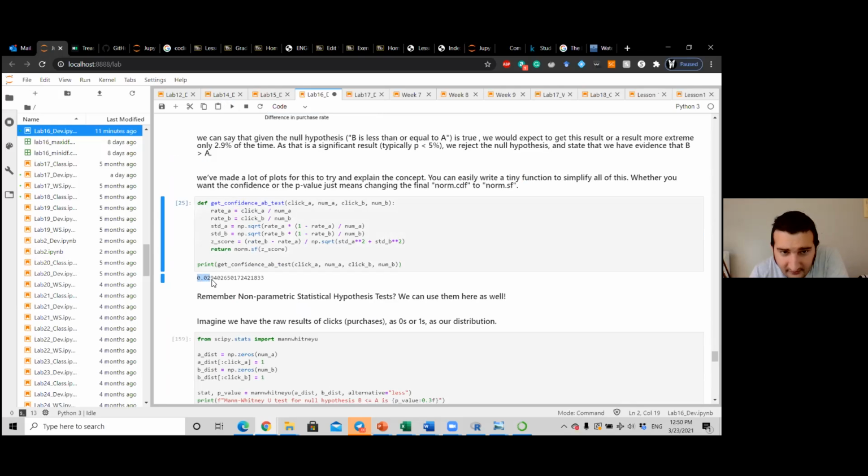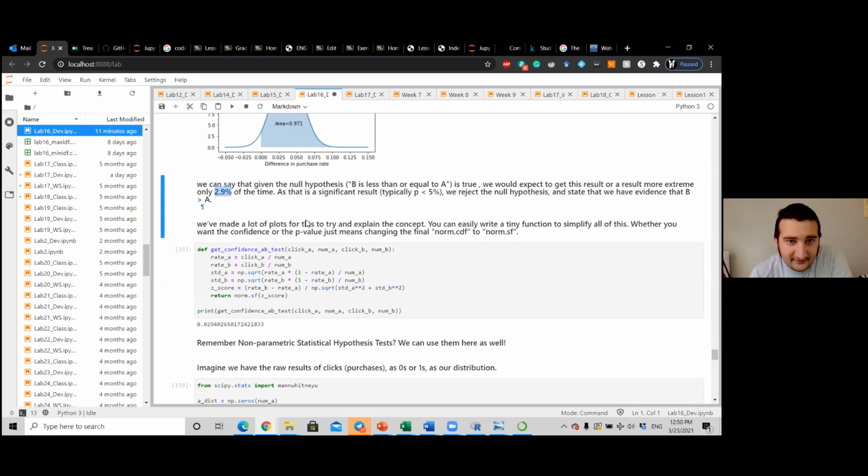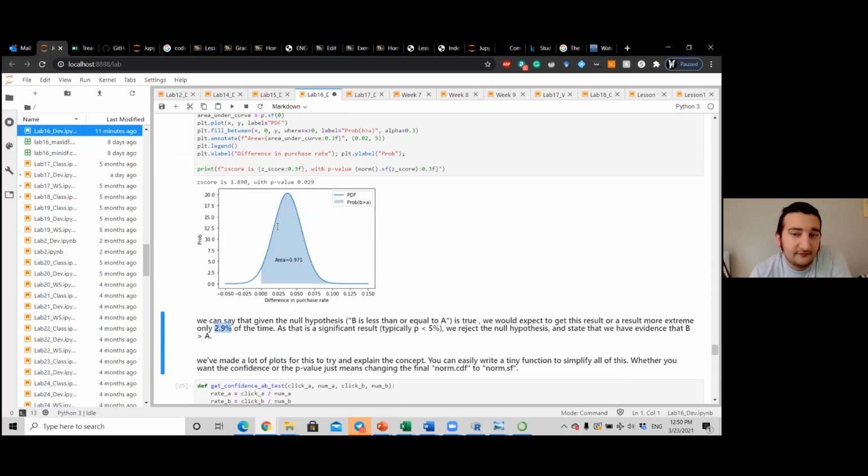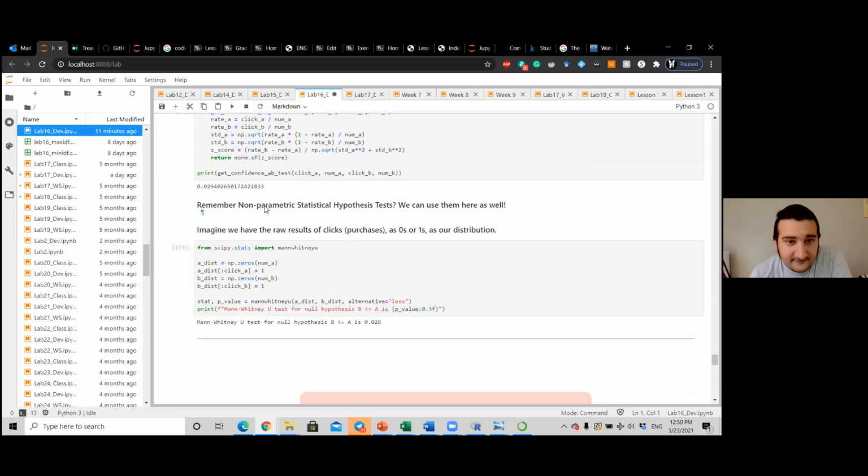So what is this number? Is that the slight increase B has over A? That is the p-value that we calculated up here. Okay, so if your p-value is small enough, you can reject the null hypothesis and decide that B is a good alternative to go with. If you have a problem like this, you don't have to make all these plots. That was only for us to explain a few things.